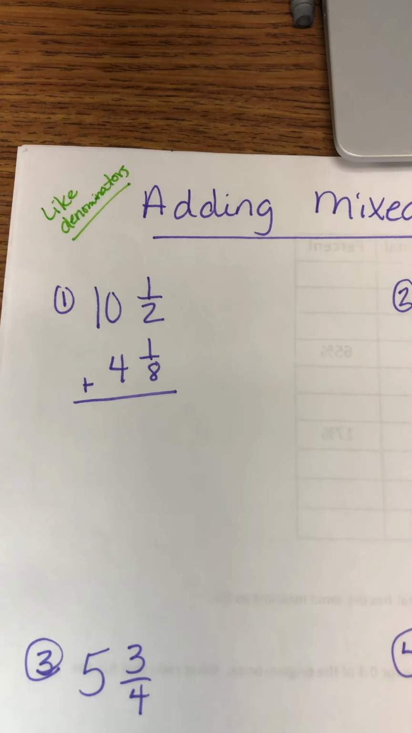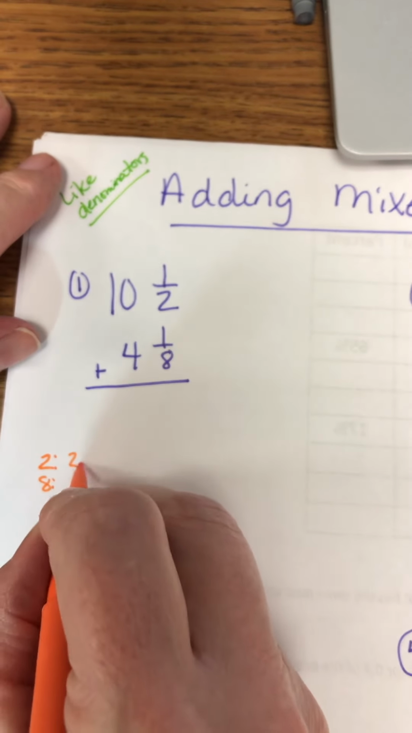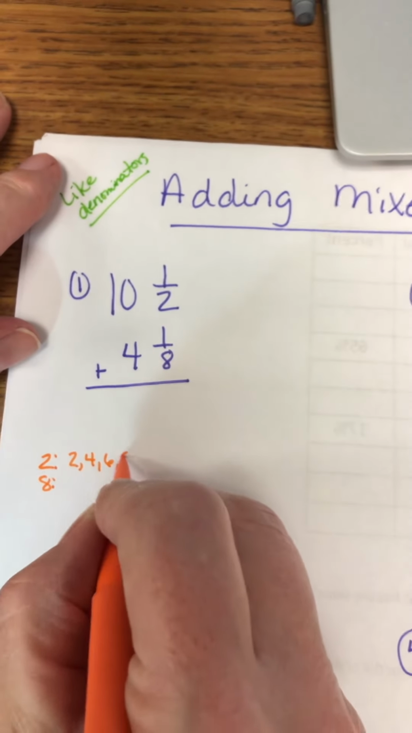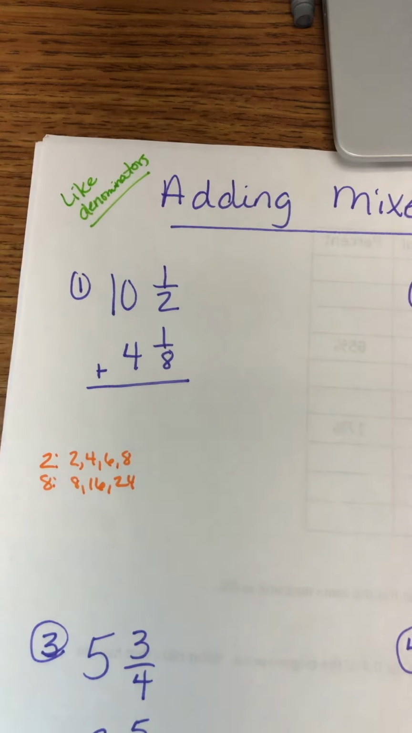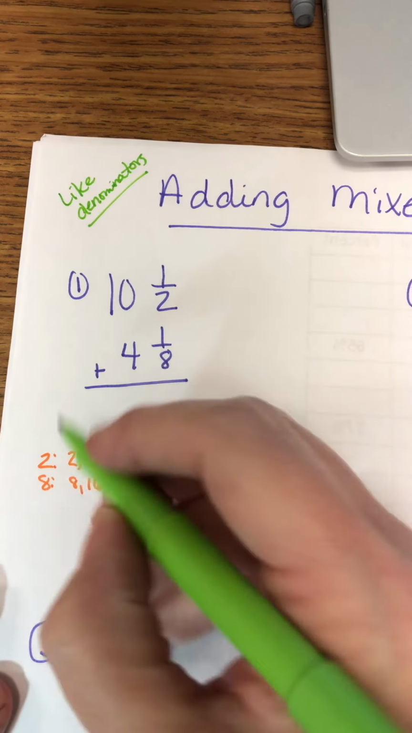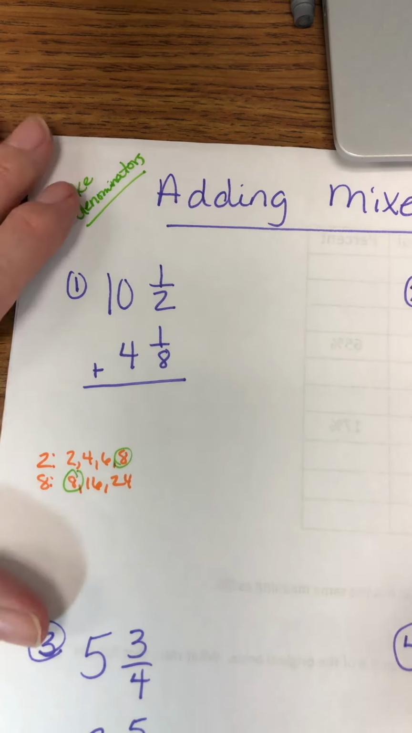Okay, so if you're not sure how to find the common denominator, you can take your two denominators, your 2 and your 8, and you can make little lists counting by each number to see when you have a match. And you can see right here that the 8s are a match. So that's going to be my new denominator.